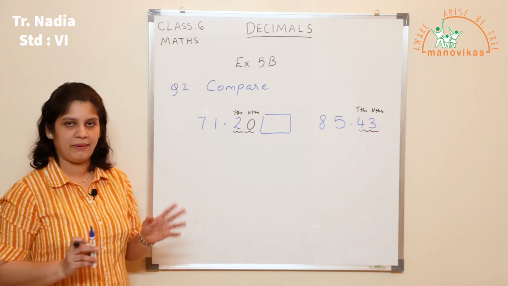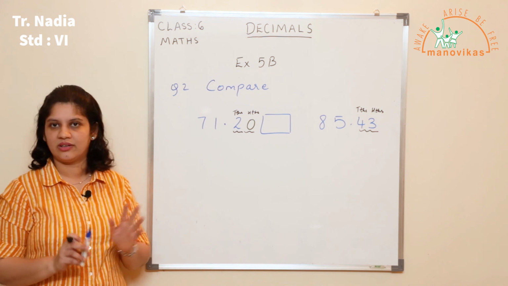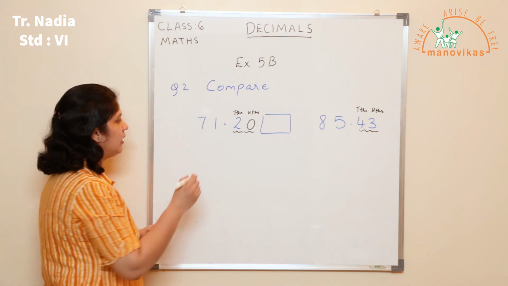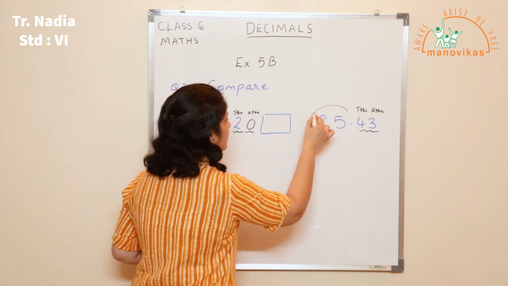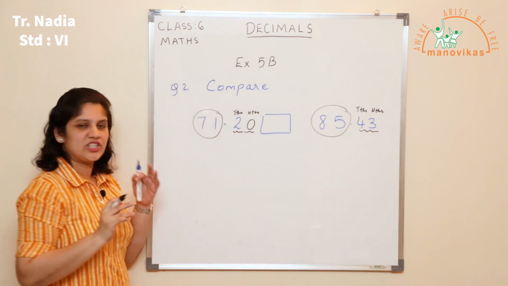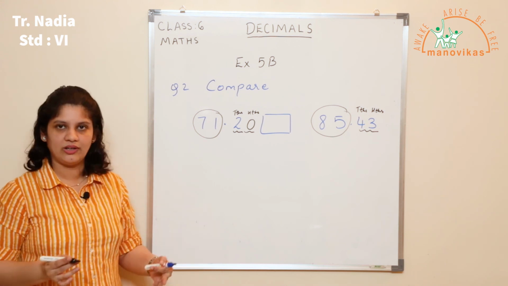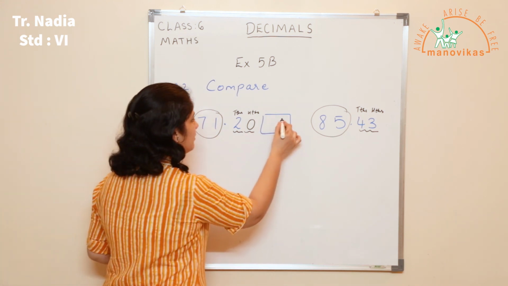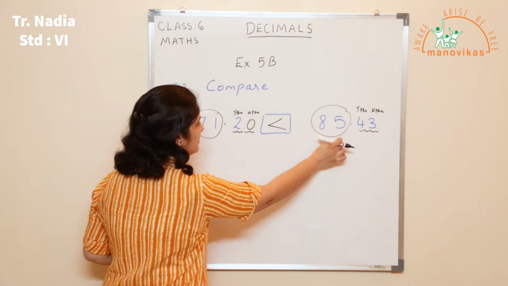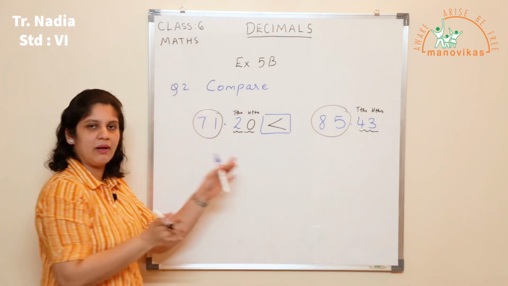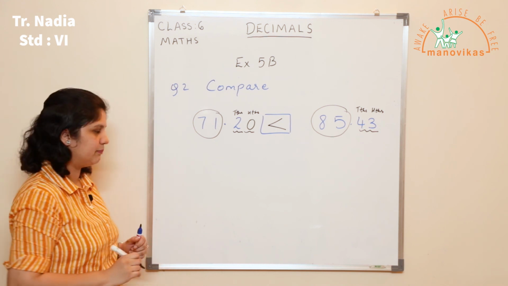Now when you go to compare the decimals, first you have to spot the whole number. Check out the whole number. Here the whole number is 71. Here the whole number is 85. So whichever number has the bigger whole number is going to be the bigger number. Here 85 is the bigger whole number, that means this number is big. So the mouth will open towards the big number.